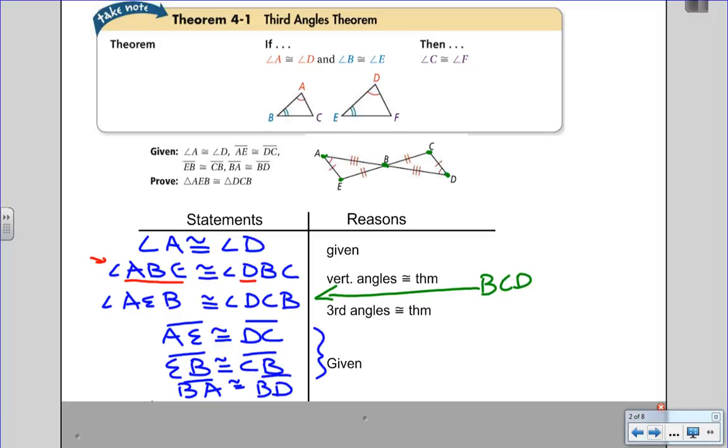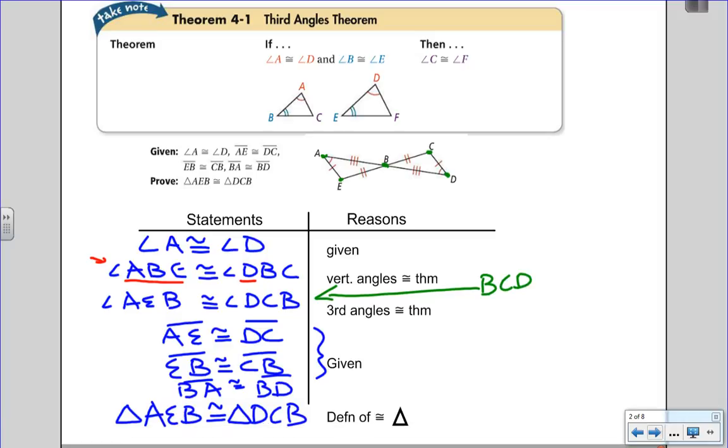Okay, that's important because I need all three angles and all three segments to be congruent in order to say that the two triangles are congruent. So triangle AEB is congruent to DCB. Now let's look at the ordering of my last statement. Now this is where it gets important. A is first, so D is first. E is second, so C is second, and then B comes third.